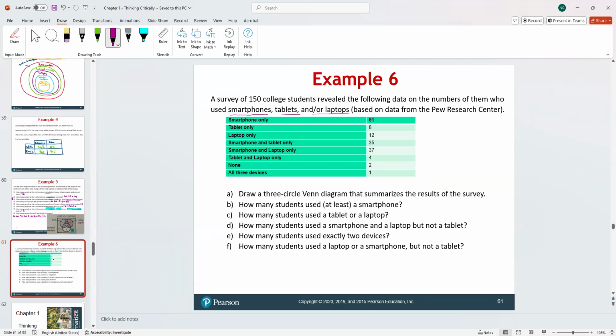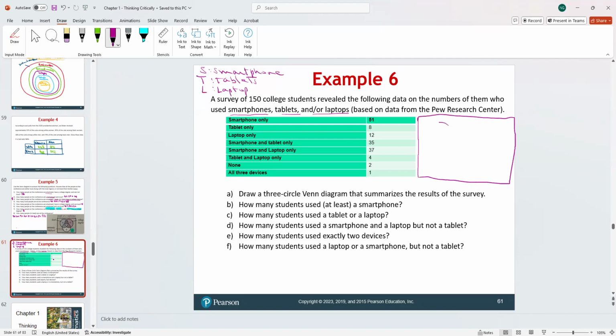So if I say S for smartphone, I say T for tablet, when you construct a Venn diagram, L for laptop. When you construct a Venn diagram, it's better for you to have letters instead of writing the whole words for all of them.